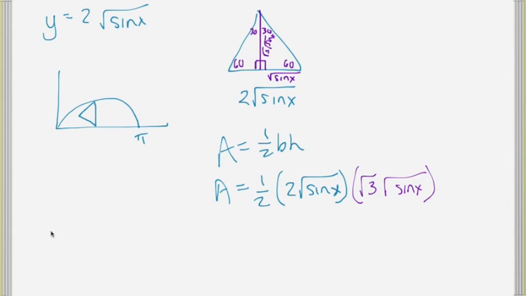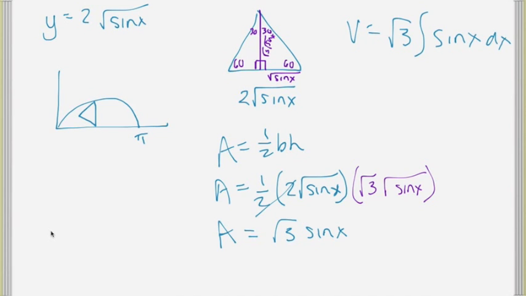When I clean this up then, the half and the 2 go. So I end up with square root of 3 sine of x. We'll find the 2 square roots together, they'll cancel each other out as well. So that's my area function. Volume, then, integrates area. I like to throw any constants outside so I just don't have to worry about them when integrating.